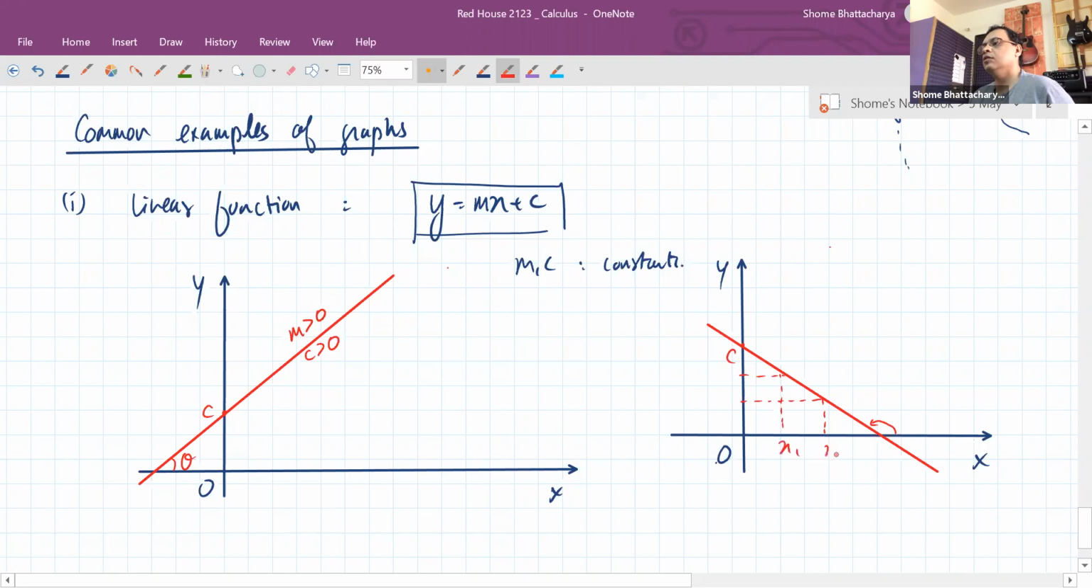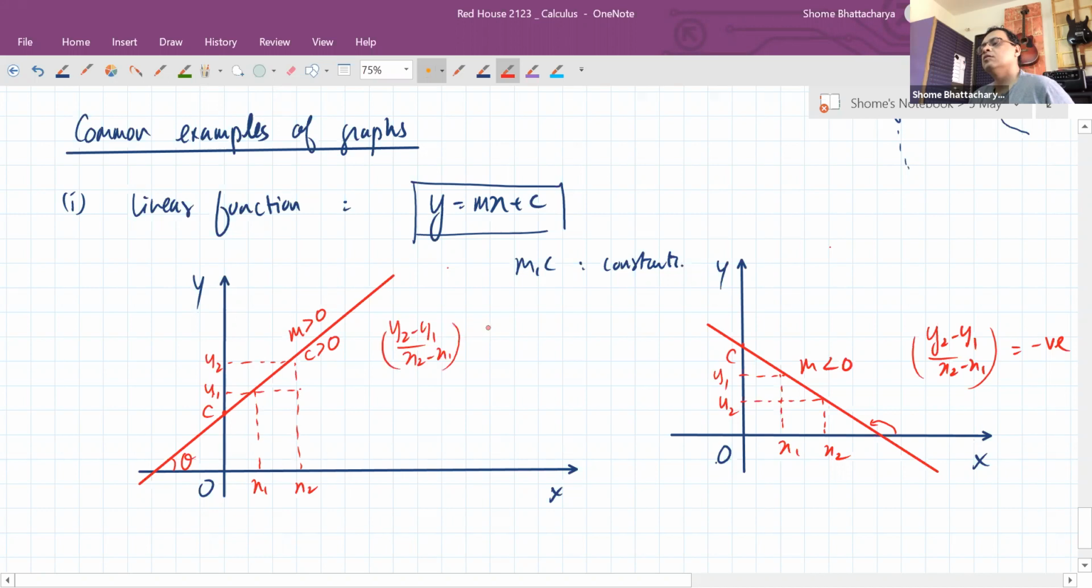You can see. So you can see m is negative because (y2 minus y1) upon (x2 minus x1) is a negative quantity. Whereas here, if you see, (y2 minus y1) upon (x2 minus x1) is positive, because as x is increasing, y is also increasing. It's positive. Okay.